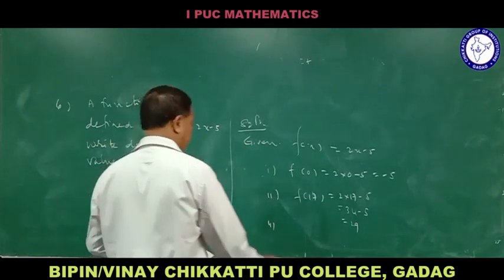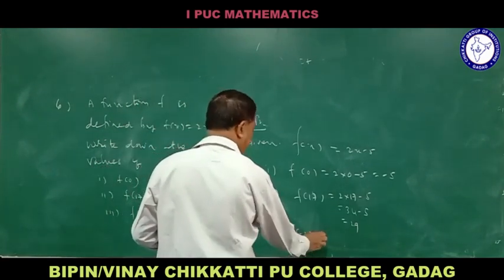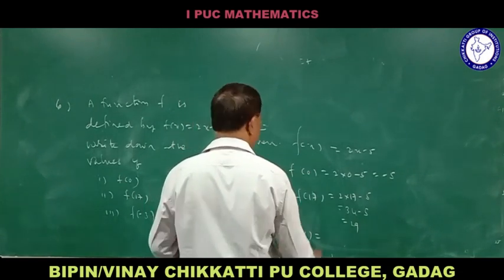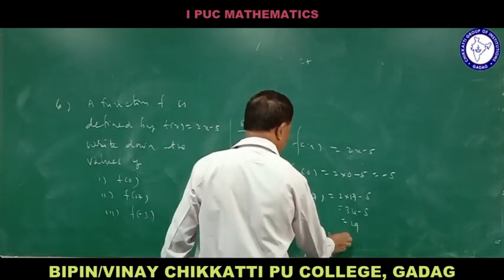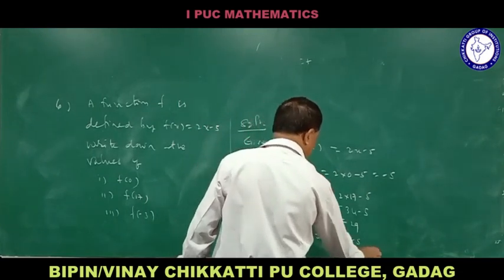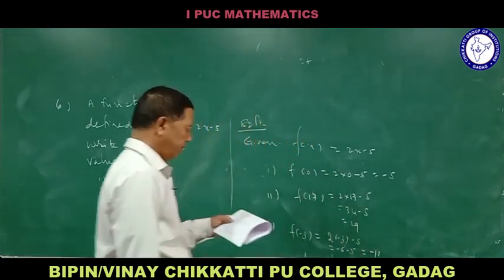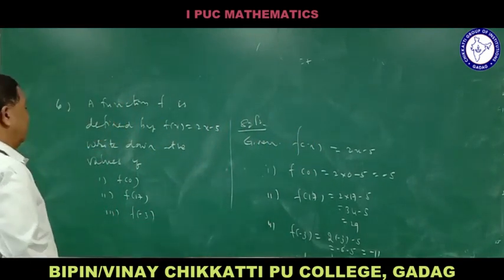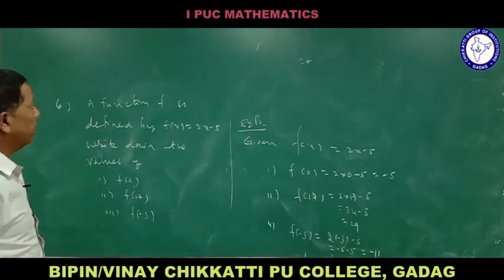Next you have to go for the third one, which is f of minus 3. F of minus 3 is 2 into minus 3 minus 5. So minus 6 minus 5. That comes to minus 11. So this is the way of finding the function values according to the given data.